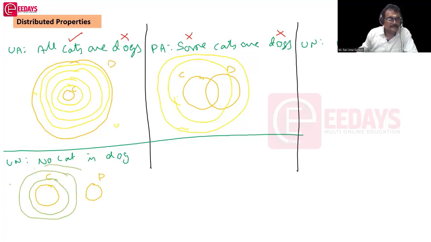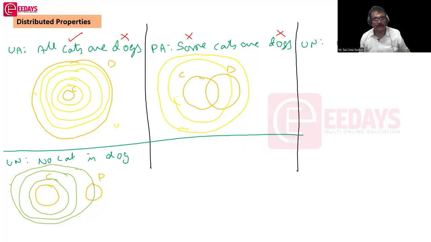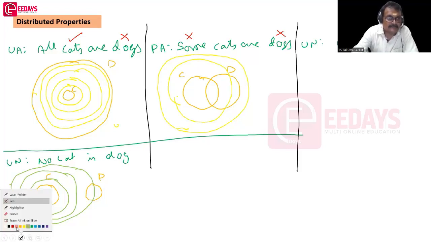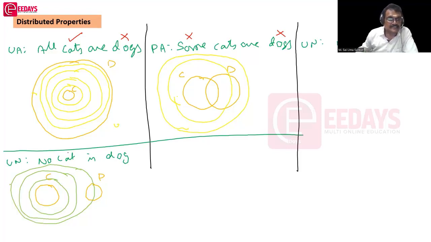This is possible, but this is not possible. Why? Because what is the condition? No cat is dog. Suppose I expand like this, then what happened? It cuts the dogs. Is it valid? It's not valid. That means a certain limitation is there. If any term has a limitation, that means the term satisfies the distributed property. Here, in the universal negative, both subject and predicate are distributed.